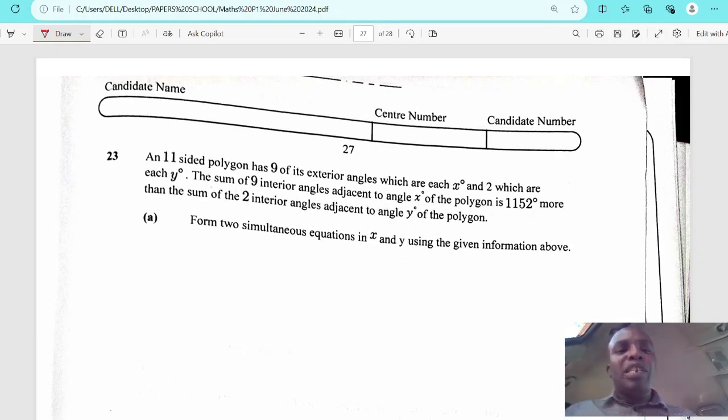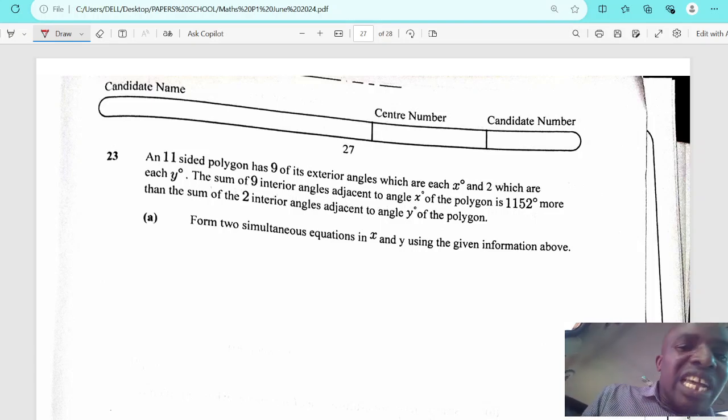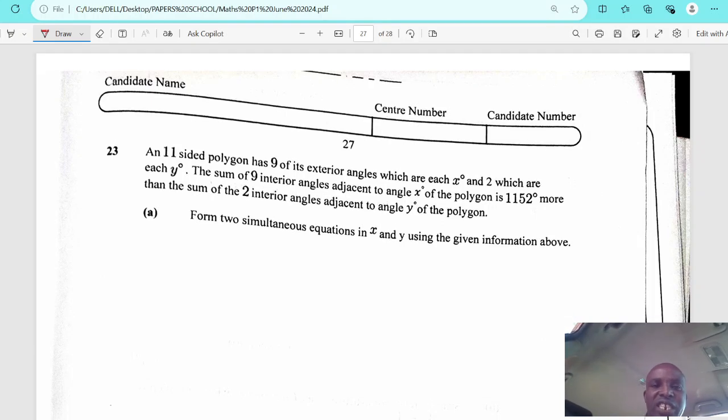An 11-sided polygon has 9 of its exterior angles, which are each x, and 2 which are each y. Then they say the sum of the 9 interior angles adjacent to the x of the polygon is 1152 more than the sum of the 2 interior angles adjacent to the angle y of the polygon. Form 2 simultaneous equations, right?